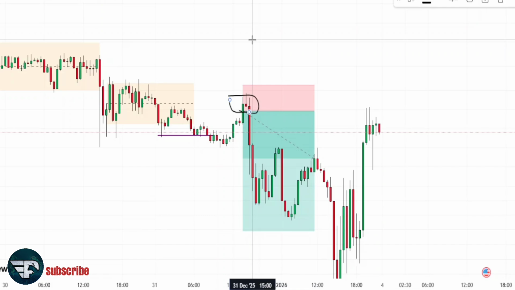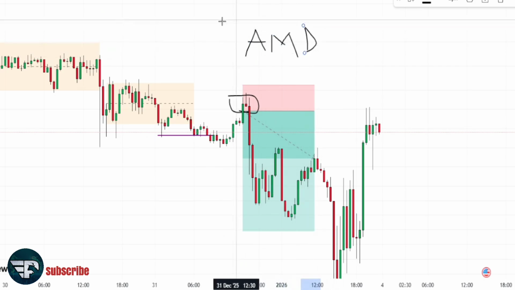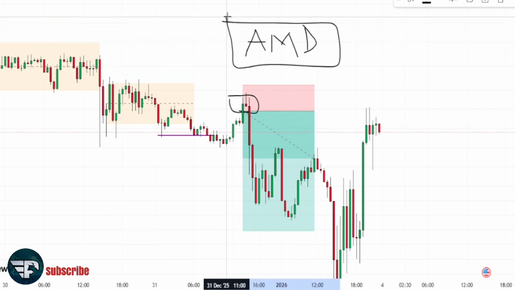Asian time, London time, New York, distribute. It follows the A, M, D approach every time. That is the accumulation, manipulation, and then the distribution.